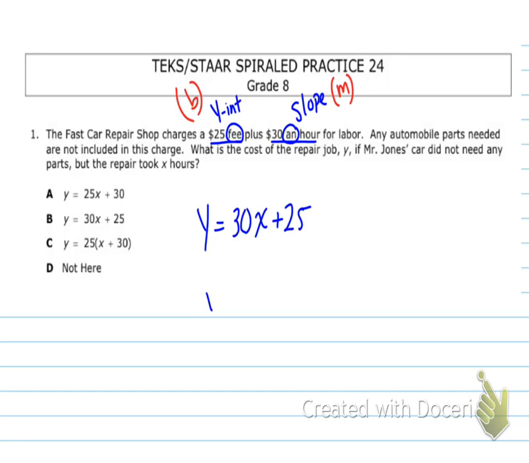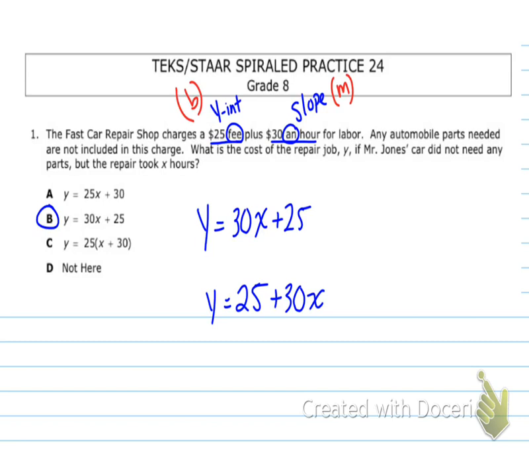I just want you to keep in mind that I could also have said 25 plus 30x. It doesn't matter which order they're written in, but the x has to be with the 30. That's the slope. Now, I prefer the first option because that's mx plus b, but it doesn't necessarily have to be written that way. The x just has to be with the 30, so you have to find keywords for slope. Per, each, and every.